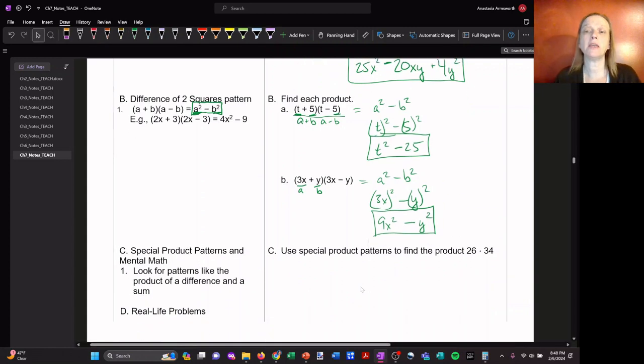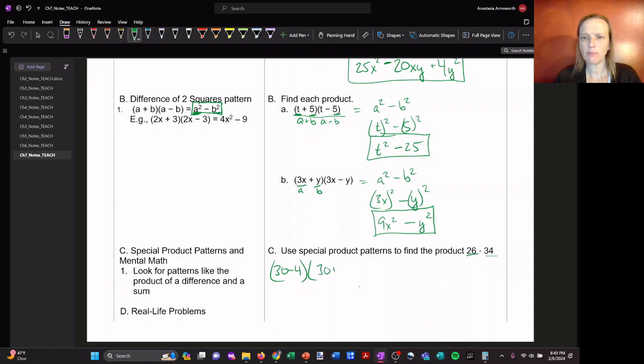This strategy can be used for regular math problems, ones that don't involve polynomials, ones that don't involve variables. So for instance, special products patterns can be used to multiply normal numbers together like 26 and 34. For instance, 26 is 4 less than 30 and 34 is 4 more than 30. So I'm going to write this as 30 minus 4, because that's 26, times 30 plus 4, because that's 34.